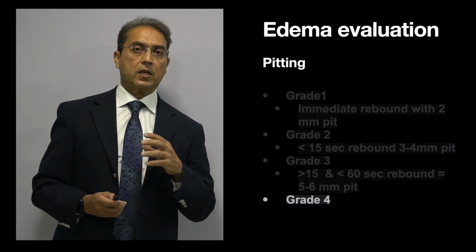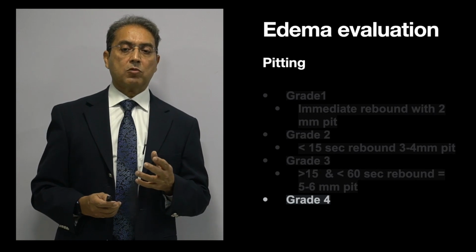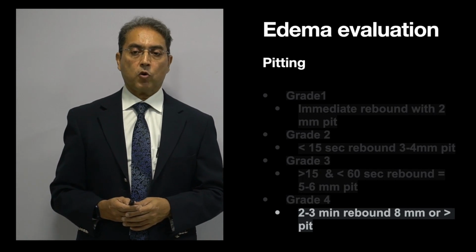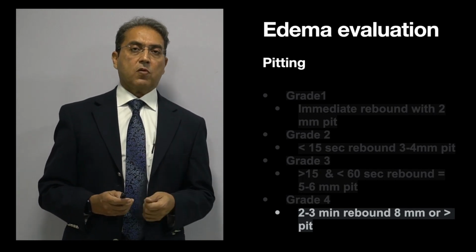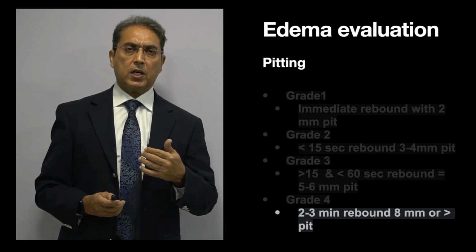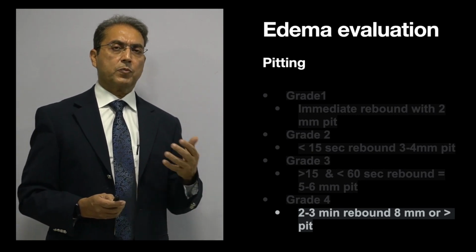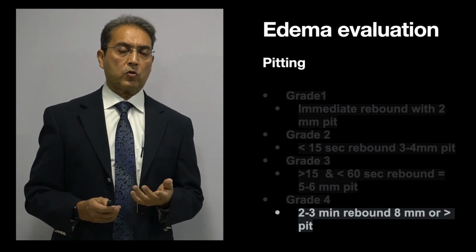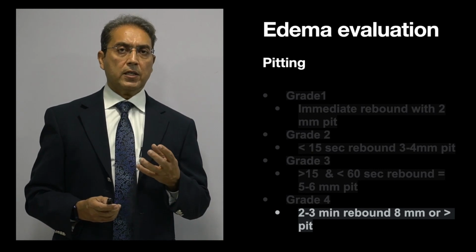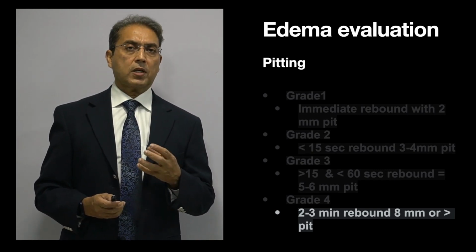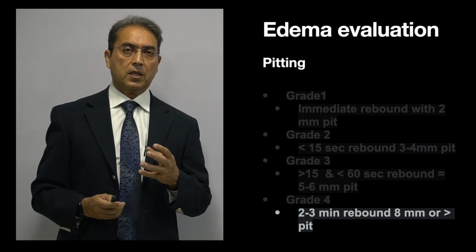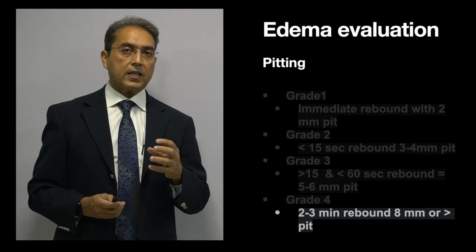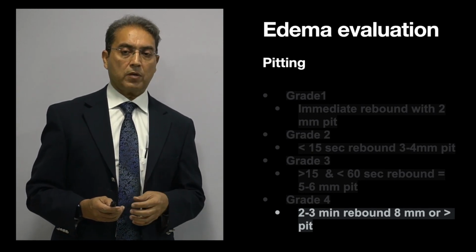And if the pit is more than this and the rebound is between 2 to 3 minutes, this is grade 4 pitting edema. Now we see what the severity of the pitting edema is. This helps us in following the patient when we start some treatment, and we can assess whether this grading has improved or not improved. So this is only a morphological description of the pitting. It does not tell us about the underlying diagnosis. It just gives us a standard against which we can follow the patient in follow-up, to see whether the condition is improving or not improving.